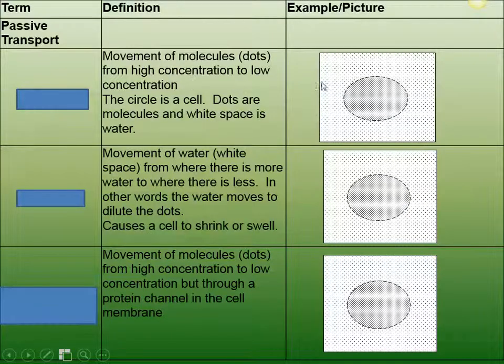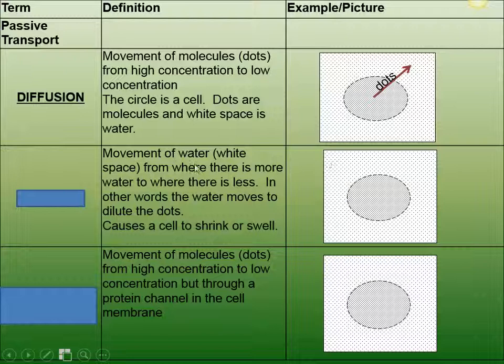And finally, just some more terms. You have diffusion, right? This is something we've already talked about. So that's the movement of molecules, right? The dots. That's when the dots actually move from high to low concentration. So if this circle is a cell, the dots are going to be the molecules, and like I said, the white space is just going to be the water. So in this situation, it appears that the dots on the inside of the cell are more concentrated than the outside, so the dots are going to move out. The particles are actually going to move out of the cell.